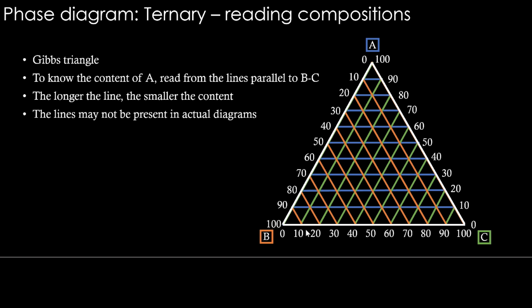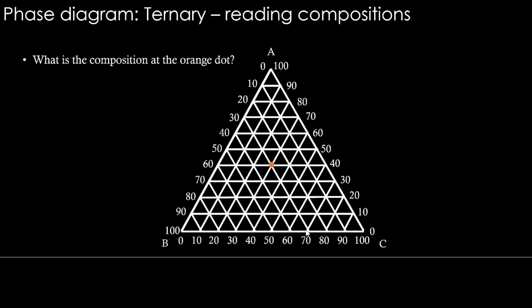So now let's do a small exercise of how to read the composition. Let's take this orange dot. What is the composition there? First, the blue line, which is going to be percentage of A, mainly because this line is parallel to BC. So it is showing 40% of A.